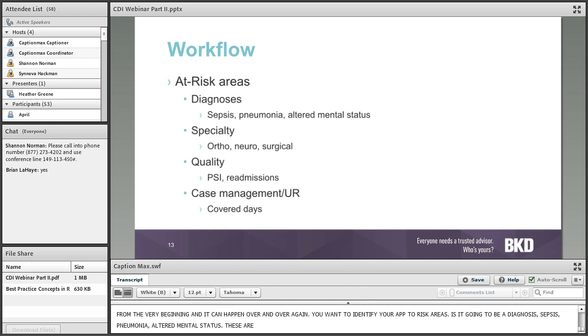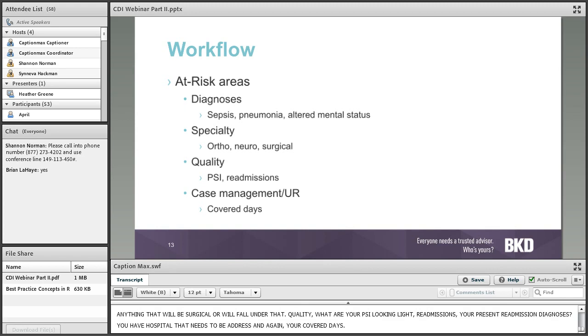Talking about workflow, this starts from the very beginning and it can happen over and over again. You want to identify your at-risk areas. Is it going to be a diagnosis? You know, sepsis, pneumonia, altered mental status. These are all huge issues that we're all facing in today's healthcare. It could be specialty. Ortho is a big one. Neuro, anything that's going to be surgical is going to fall under that.